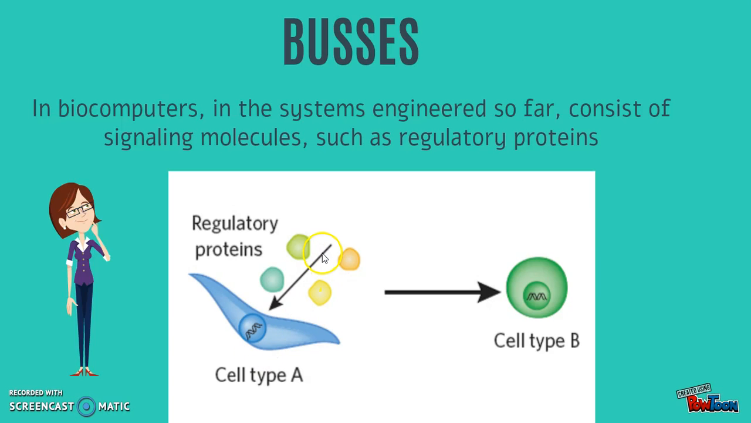Here we can see the regulatory proteins of cell type A, which help in converting it to cell type B.